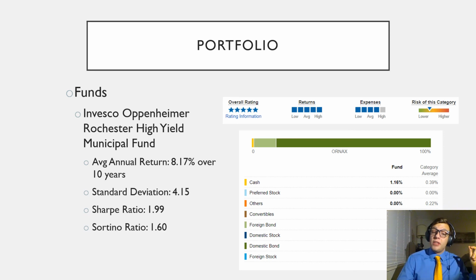And looking at the risk of this bond, the standard deviation of this bond is 4.15, which gives us an annual return anywhere from about 4% up to 12.3% per year. The Sharpe ratio of this bond is 1.99, which, as we know, a Sharpe ratio greater than 1 is considered good, and a Sharpe ratio of 2 is considered very good. So this looks like a very good bond so far.